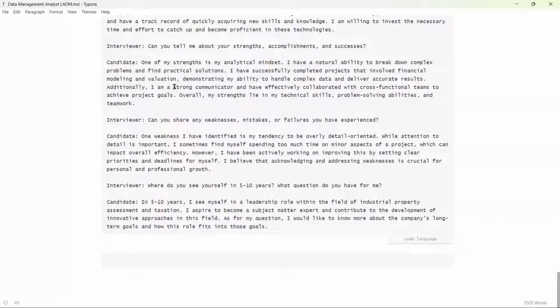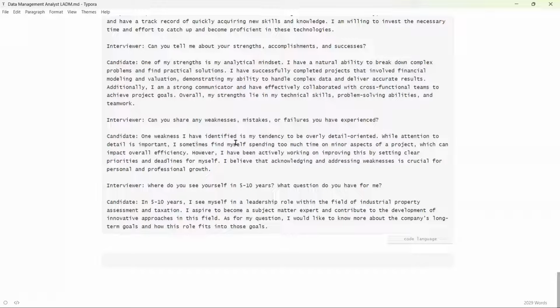Mediocre. Once again, ChatGPT is your friend, your assistant. You can work with ChatGPT to improve your transcript. Interviewer: can you share any workplace mistakes or failures you have experienced? A lot of candidates, our students and mentees have issues with this. Let's look at what ChatGPT suggests.